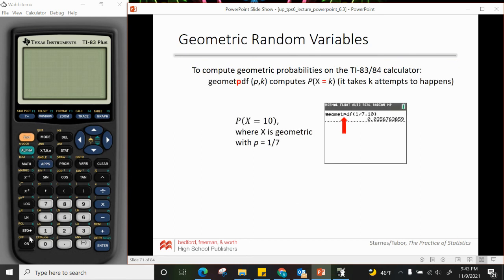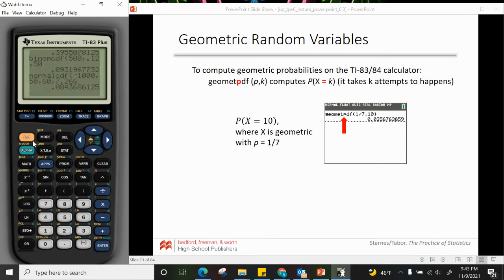So just like the binomial situation, there is a geometric distribution. In 2nd Vars, you go down to geometric PDF and geometric CDF. Same idea: PDF is the probability that it takes exactly that number of attempts to happen. So I'm going to enter my probability, which is 1 divided by 7.